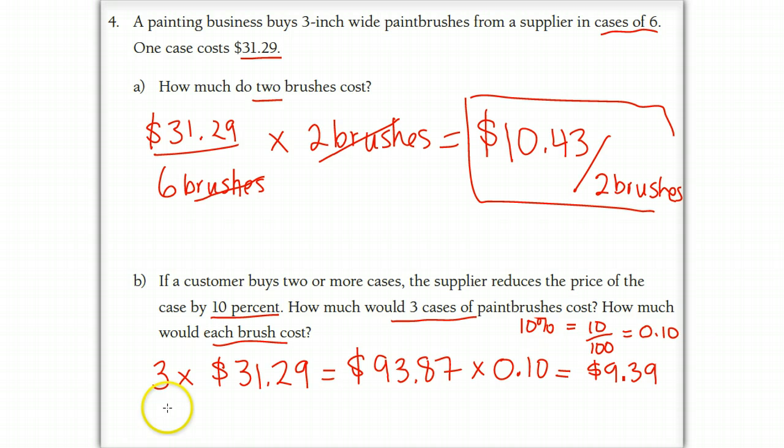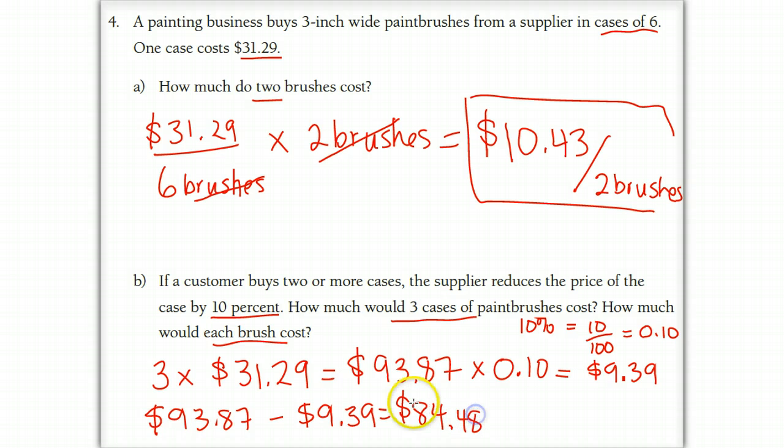And now we have to subtract that from our costs that we just calculated. So 93.87 minus $9.39. And our answer there is $84.48. So that's how much it's going to cost for 3 cases after a 10% discount, and this is not including tax.